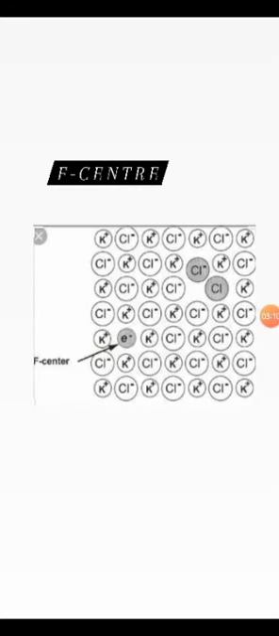Now eighth is F center. What do you mean by F center? F center imparts color to the crystal due to unpaired electrons by absorbing energy from visible light, as you can see in this picture. Here you can see that there is an F center arrow which is colored, shaded by this gray color.